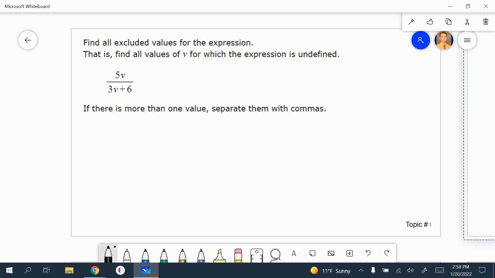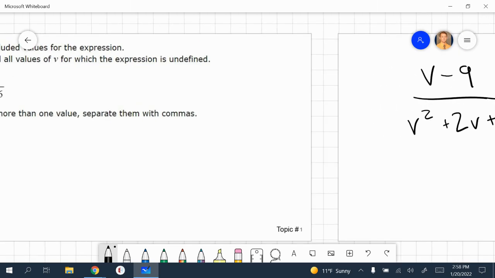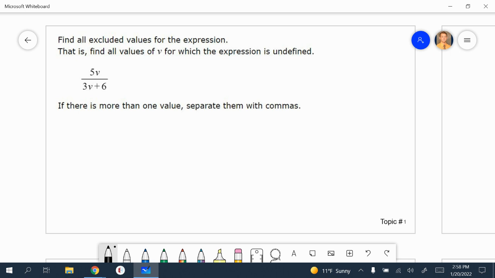Okay, we're going to work on a few topics here from Unit 5. So these are all Unit 5 topics. And the one we're going to start with here, topic number 1, says find all excluded values for the expression. So that's what we're going to be doing on topics 1 through 3, finding excluded values. Those excluded values are numbers that would not be possible if we plugged in for either of these v's in this problem right here, either one of those.